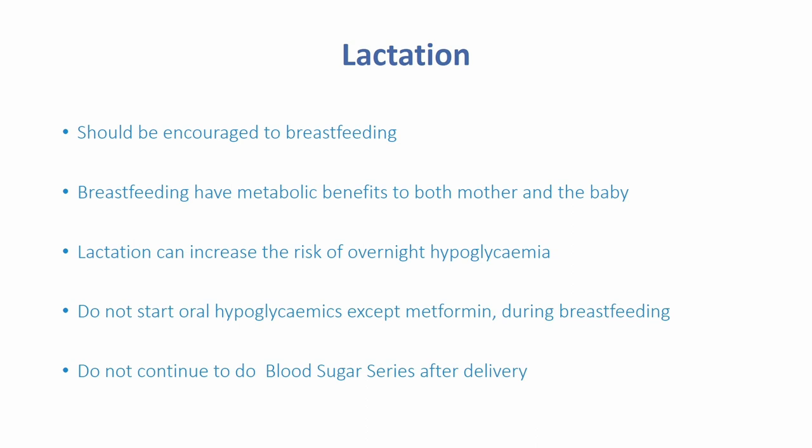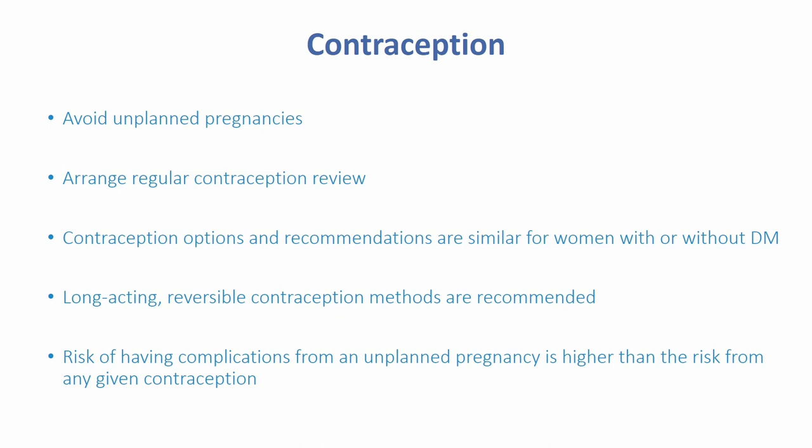And do not continue doing blood sugar series on these patients after delivery, because after delivery, the mother is like a normal female with type 2 diabetes or type 1 diabetes or pre-diabetes. And contraception is also very important in these patients following delivery, to avoid unplanned pregnancies, especially if a patient with type 2 diabetes or type 1 diabetes gets an unplanned pregnancy, obviously that patient's blood sugar may not be optimally controlled at that time. And we have to arrange a regular contraception review for those patients with pre-existing diabetes.